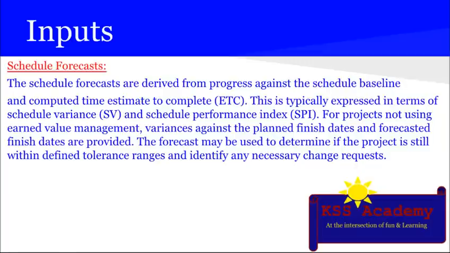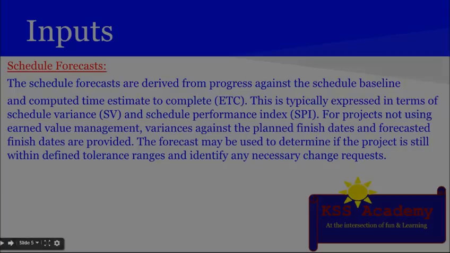Next is schedule forecast. The schedule forecasts are derived from progress against the schedule baseline and computed time estimate to complete, that is ETC. This is typically expressed in terms of schedule variance SV and schedule performance index SPI. For projects not using earned value management, variances against the planned finish dates and forecasted finish dates are provided. The forecast may be used to determine if the project is still within defined tolerance ranges and identify any necessary change requests.